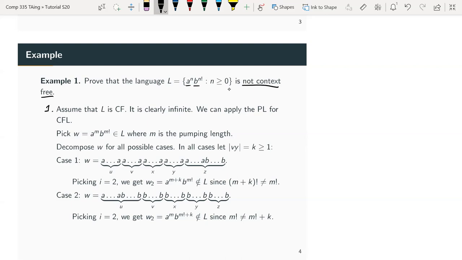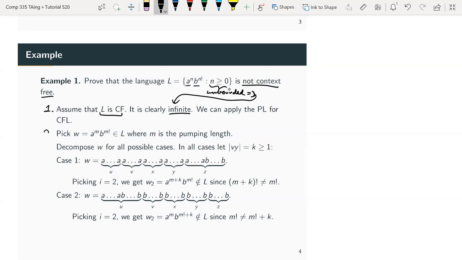Remember, the first thing you do is you assume that the language L you're trying to show is not context free is in fact context free, for the sake of contradiction. Then, because this n here is unbounded, this implies that the language L is infinite, because you can have any number of strings in L. So because L is context-free and it's infinite, we can now apply the Pumping Lemma for context-free languages on L. Okay, so that was step one.